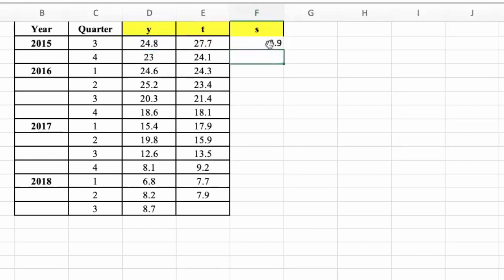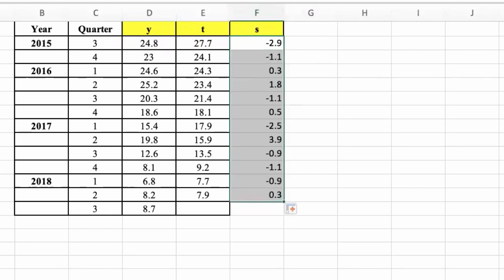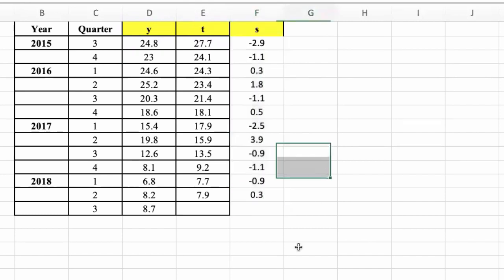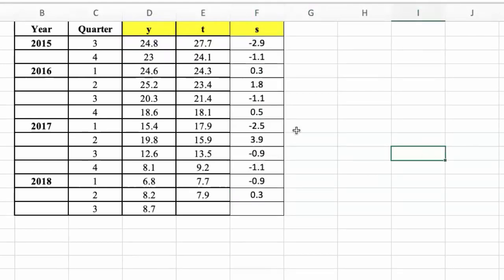I don't mind if you want to do this on Excel and submit the file, but most people will use pen and paper, which is perfectly fine. Okay, we can't do it for that last column, Y minus T. So please don't put in 8.7 in here. You have to leave it blank. So that's the first part of what we have to do to get the seasonal component.